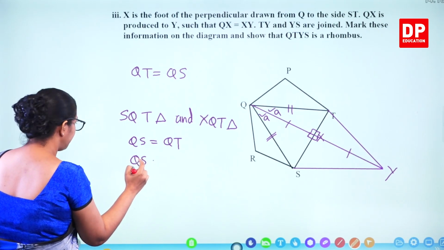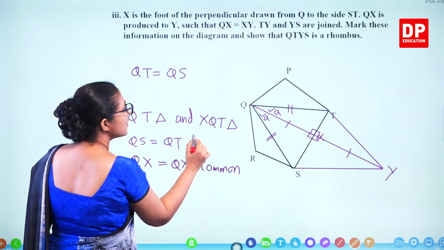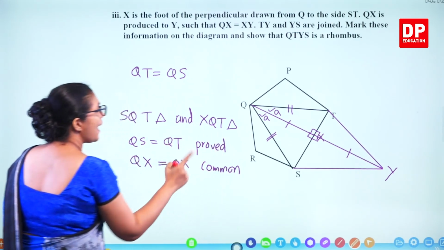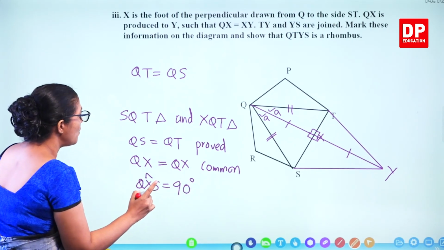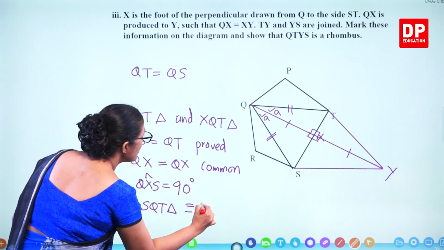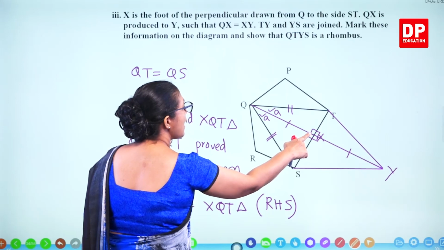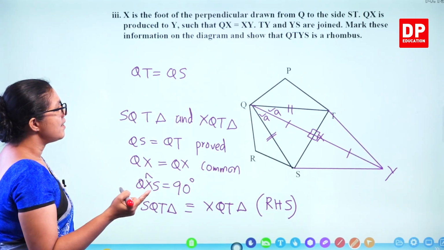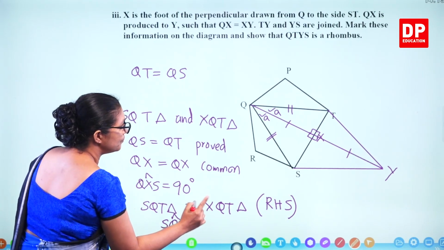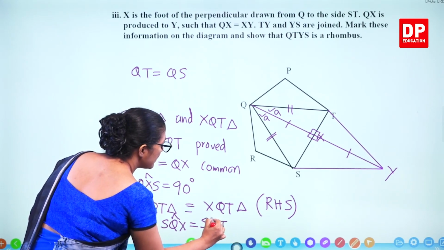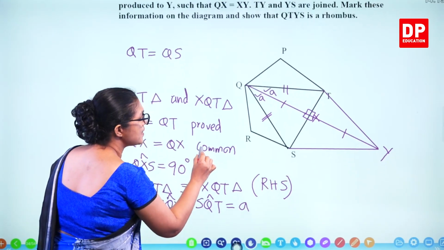QX is common, and this is proved from the previous part, and this is a right angle. QXS angle is 90 degrees. Because of that, we can say SQT triangle is congruent to XQT triangle by RHS: right angle, hypotenuse and a side. Then we can say SQX angle is equal to SQT angle. We'll put A, corresponding elements.